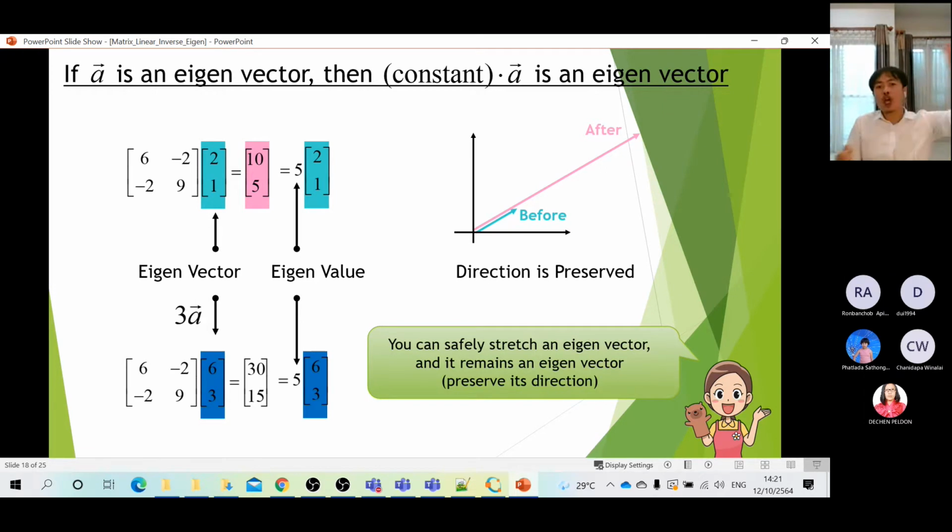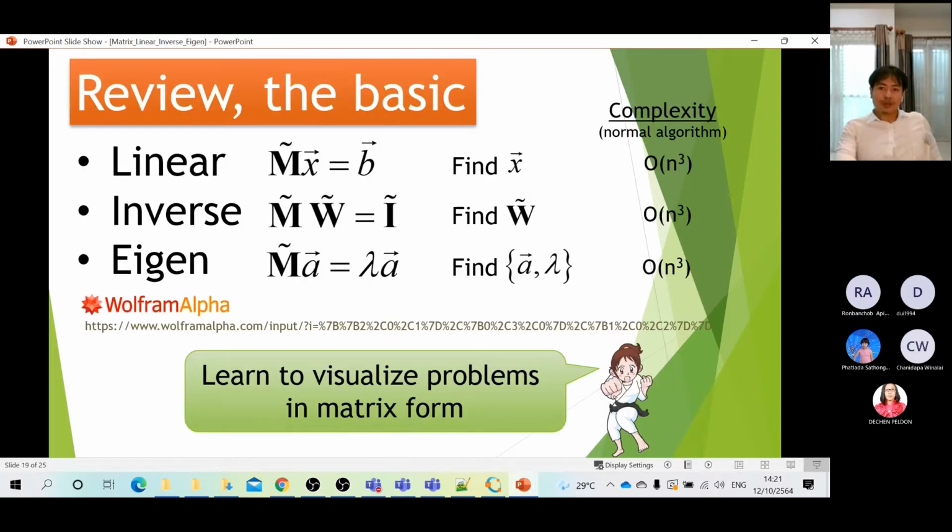But it could be longer or shorter, it's just the same. The direction is preserved. Okay. So let's go to the exercise of this here.